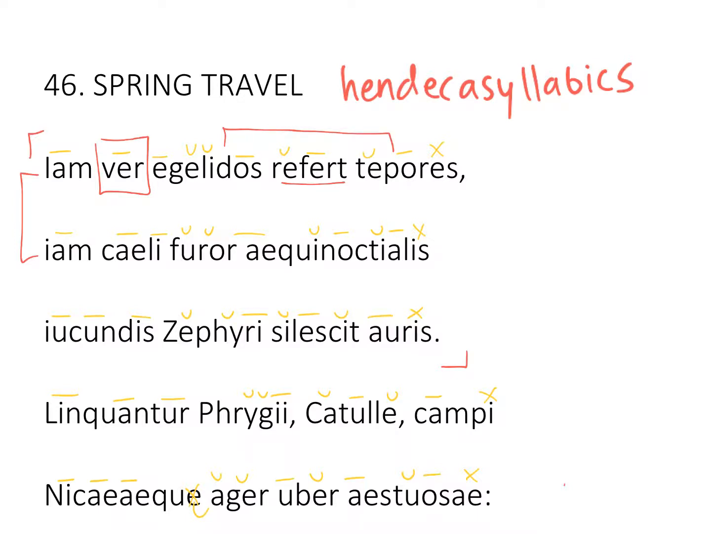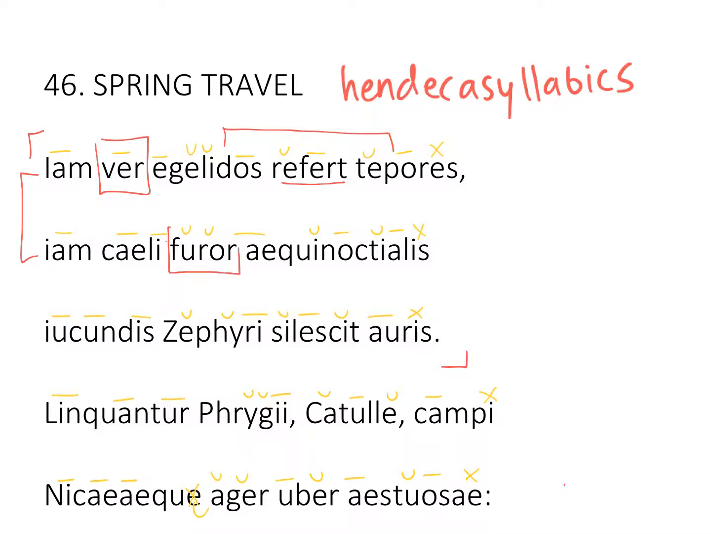So egelidos is from a combination of ex and gelidos meaning cold. So this is called an ex privative. It's when you put an e or an x at the beginning of something and negate its meaning that way. In Greek, we have the alpha privative that does the same thing. So now spring brings back the not chilly warmths.